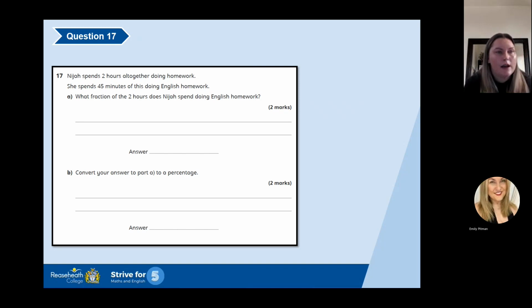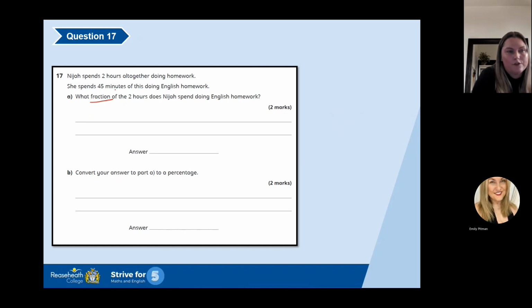Nija spends 2 hours altogether doing homework. She spends 45 minutes of this doing English homework. What fraction, I'm underlining fraction, so I get my answer in the right format, of the 2 hours does Nija spend doing English homework? So she spent 45 minutes out of the 2 hours doing the English homework.